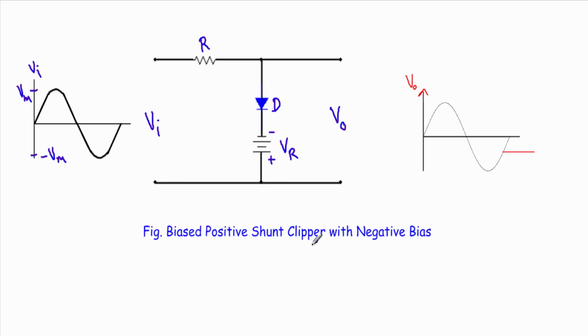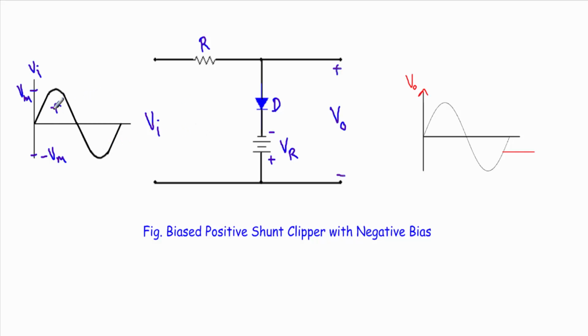Now consider the biased positive shunt clipper circuit with negative bias. See here, the applied reference voltage is in the downward direction. Here the positive terminal is downward and the negative terminal is upward. So this is a biased positive shunt clipper circuit with negative bias. We are taking the output across these two terminals, this is the positive terminal of the output and this is the negative terminal, and I am applying the same sinusoidal signal in this circuit.